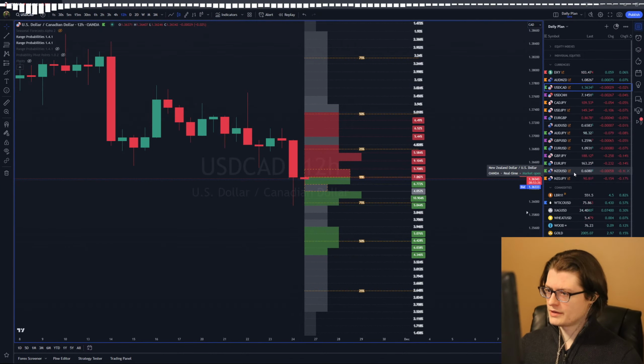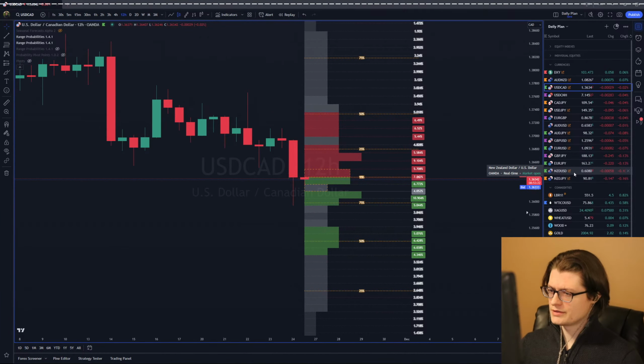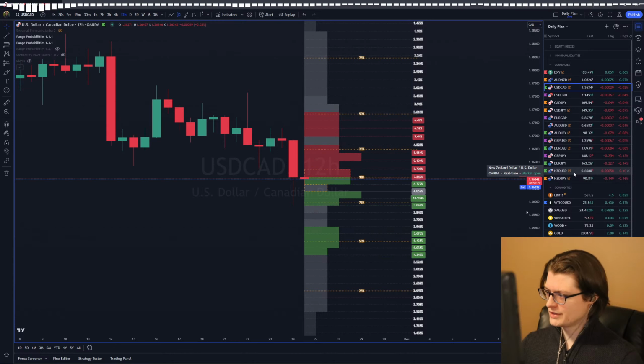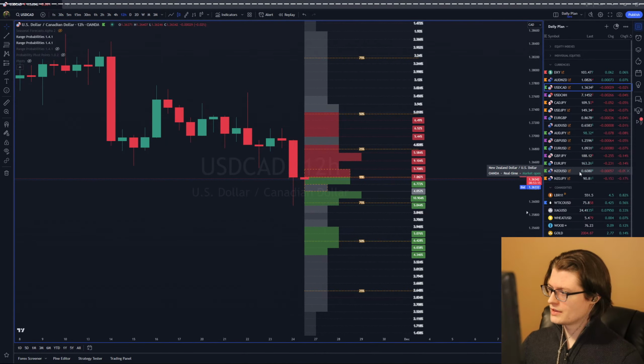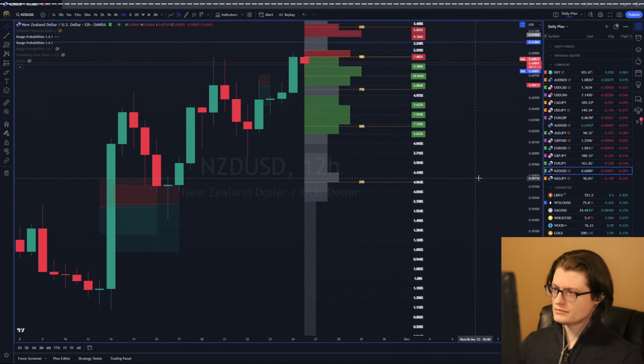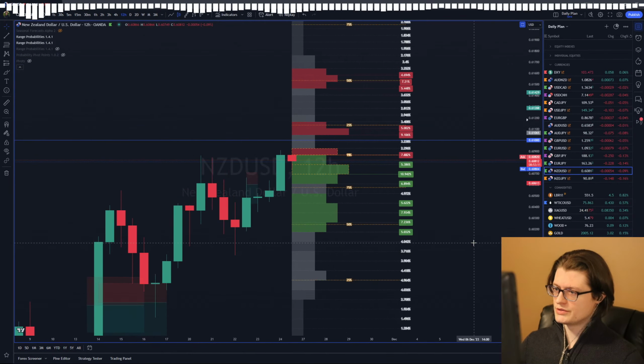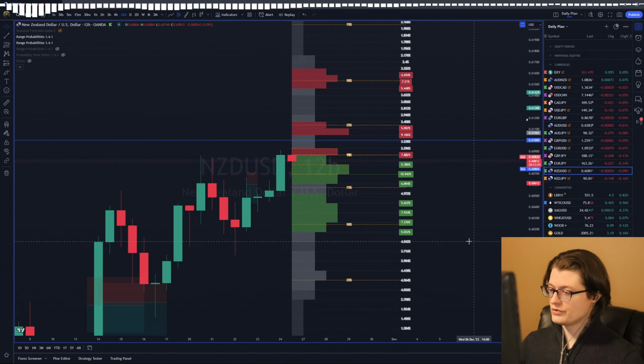And the other G7 central bank that has a similar policy to Canada's is New Zealand. They're not expected to do any more hiking. However, they do have their central bank meeting this week.